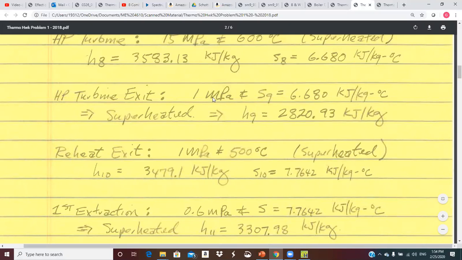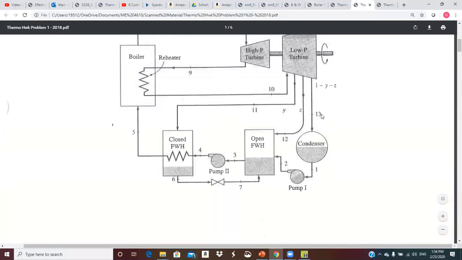So you've got a pressure and an entropy. So you've got to go off to your steam tables and find that state. It's superheated and about 2821 kilojoules per kilogram. Okay, so we can go back up, see where we are.